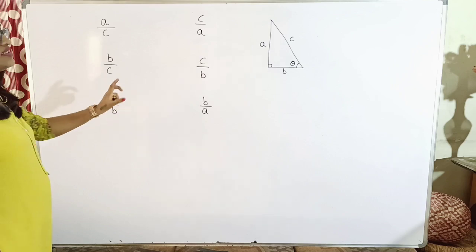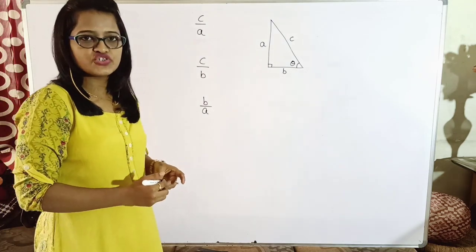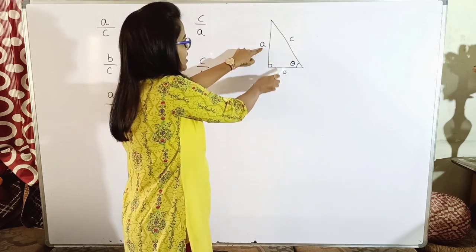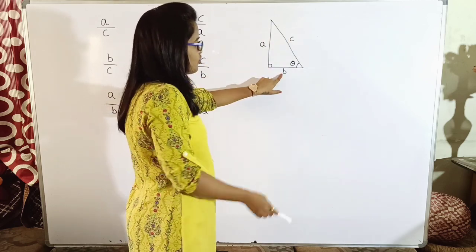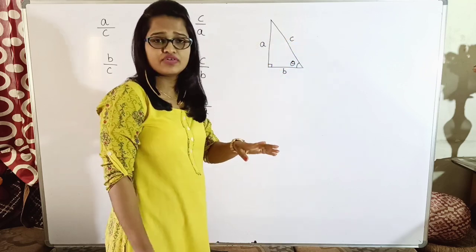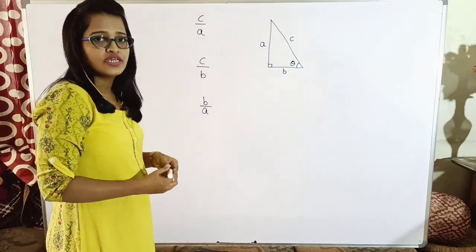Other than this, are there any other combinations of ratio which could be taken? For A, I have taken A by B as well as A by C. For B, B by A and B by C. And for C, C by A and C by B. So I have considered all the possible combinations, isn't it?